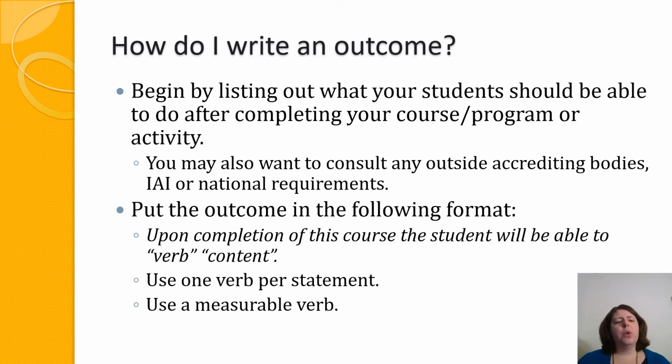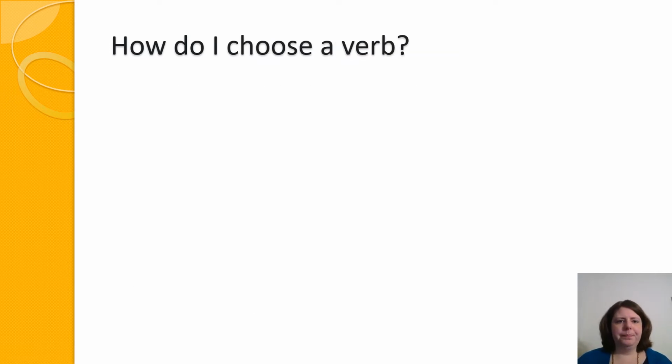A couple of things to watch out for. We want to use one verb per statement and use a measurable verb. Now, measurable verbs, we'll talk about what it looks like to have a good measurable verb or not. We have some good examples of outcomes that are not written so well, and then how we could fix those.